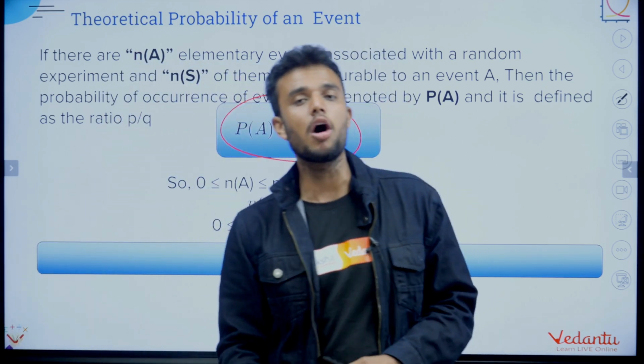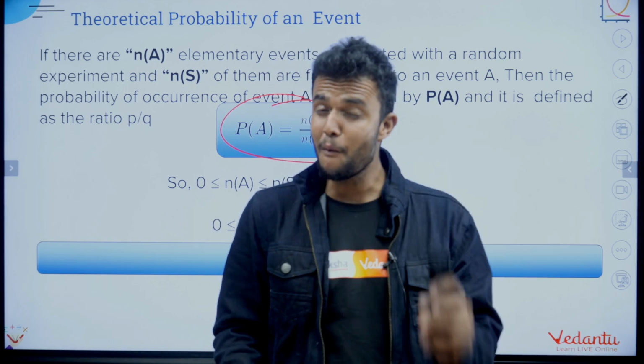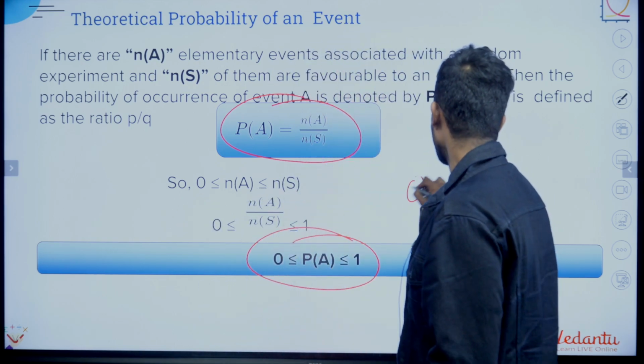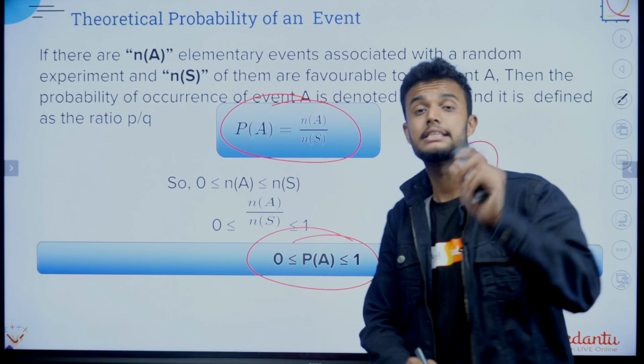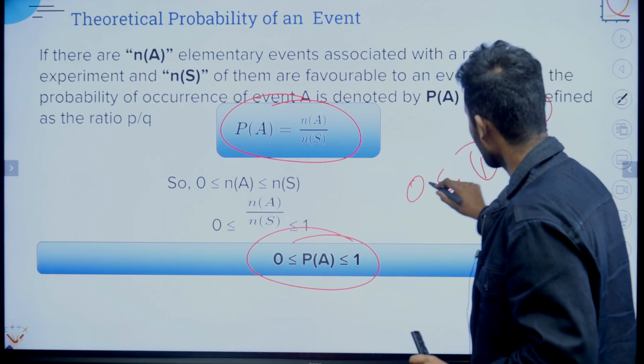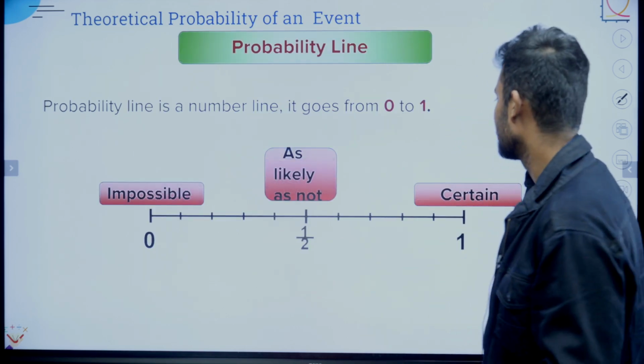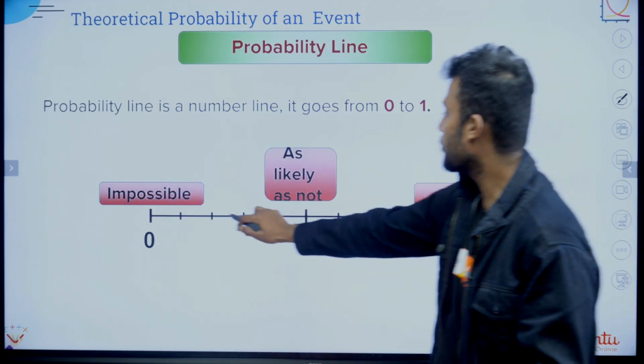In exam, when you solve a problem about probability, how do you check whether it's correct or not? If the value lies between 0 and 1, then the value is correct. If it's more than 1, it is wrong. If you get a negative value, it is also wrong. Okay, students, here this is a probability scale, right?